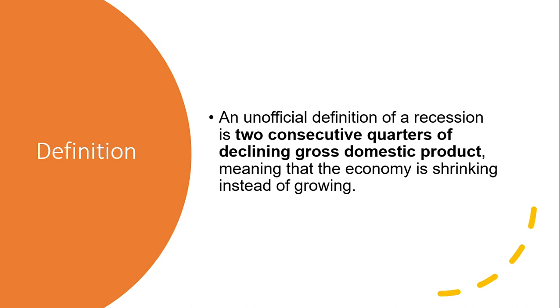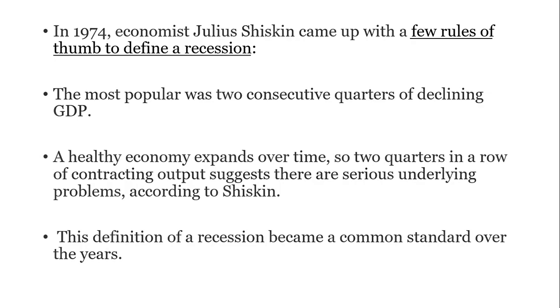If we define the recession unofficially, in 1974, economist Julius Shiskin came up with a few rules of thumb to define the recession. The most popular was two consecutive quarters of declining GDP. A healthy economy expands over time. So, two quarters in a row of contracting output suggests that there are serious underlying problems. According to Shiskin, this definition of the recession became a common standard over the years. So, if the economy has two consecutive periods of contraction, it means the economic activity is declining day by day.